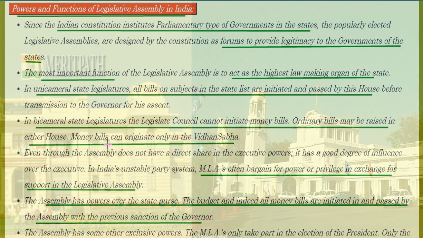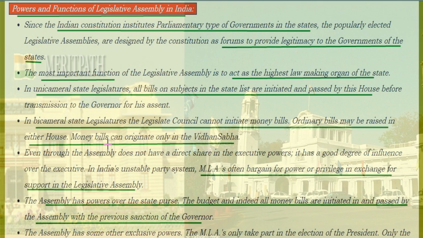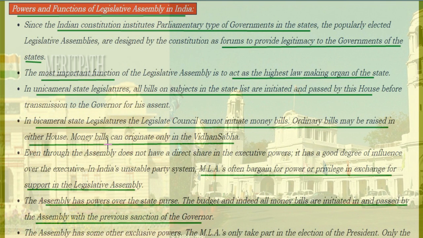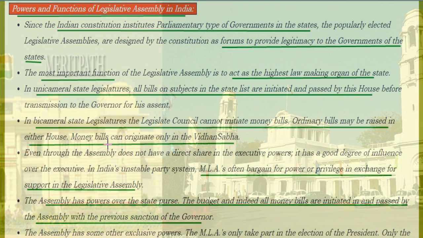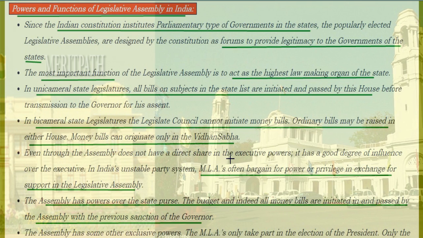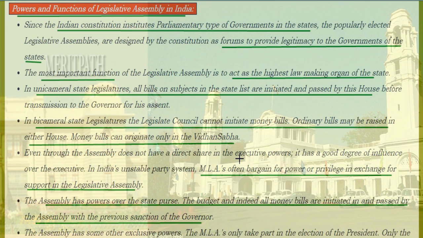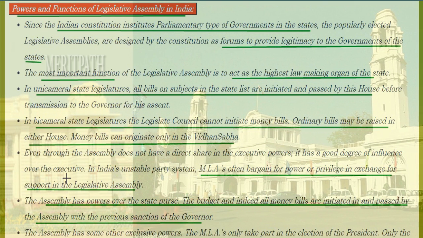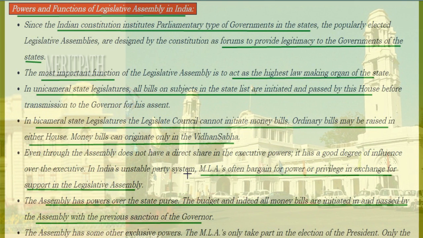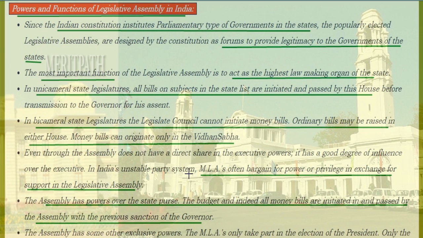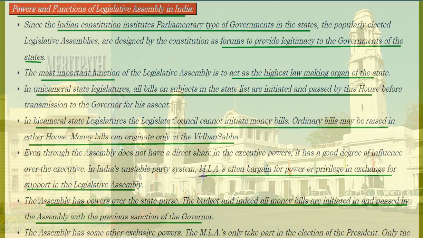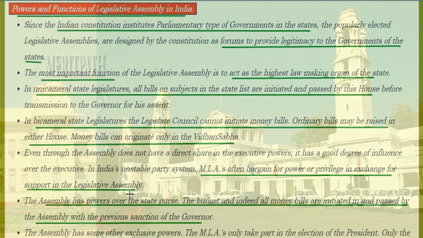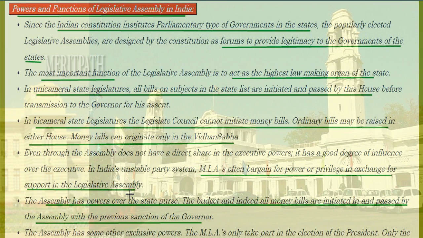And what is the most important function of the legislative assembly? It acts as the highest law-making organ of the state. The state legislative assembly has the highest powers to control the state. In a unicameral state legislature, where there is only one house, all bills on the subjects in the state are initiated and passed by this house before they go to the governor for permission.